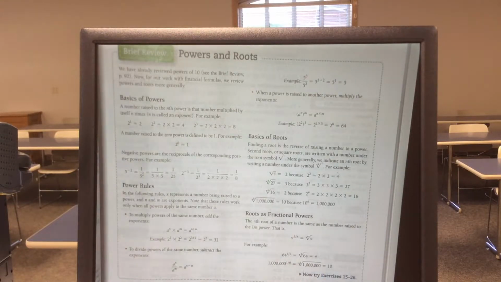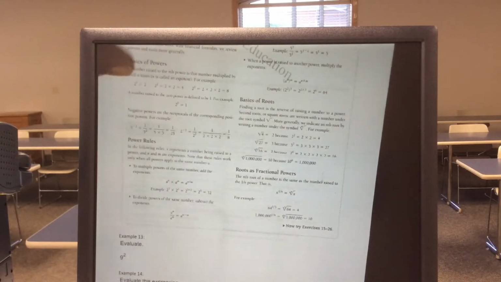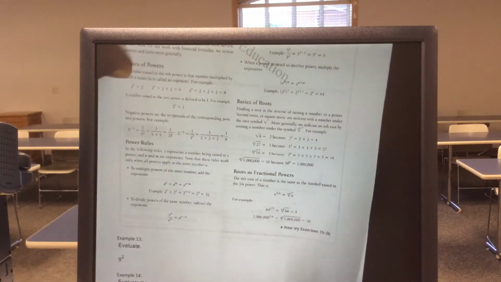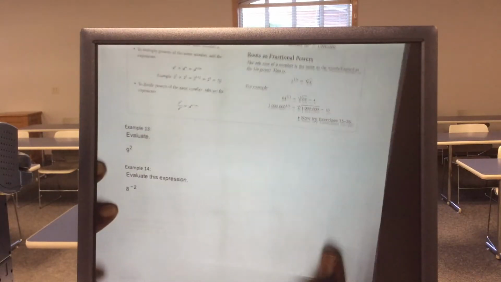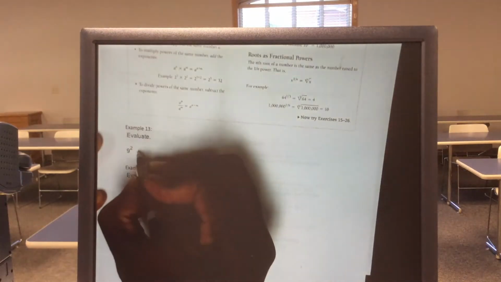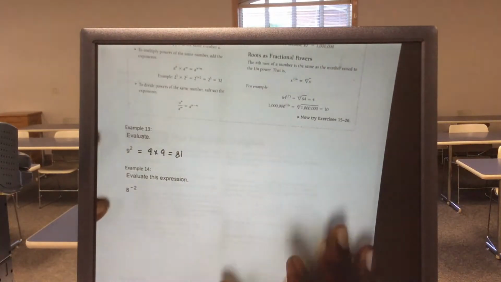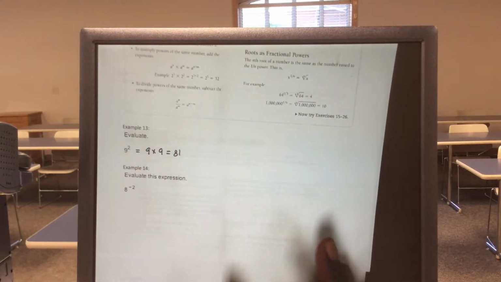Okay, now we're going to look at some of these examples that deal with powers and roots. Like right here, example 13. If I have 9 to the second power, and I want to evaluate that, here I can write this as simply 9 times 9. And that will be 81, because that 2 tells me 9 is going to be used as a factor 2 times.